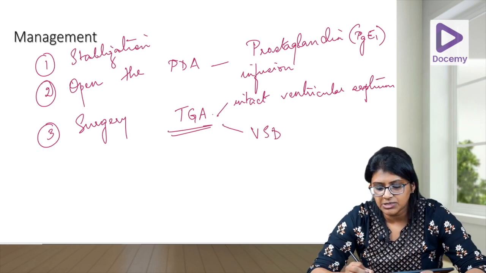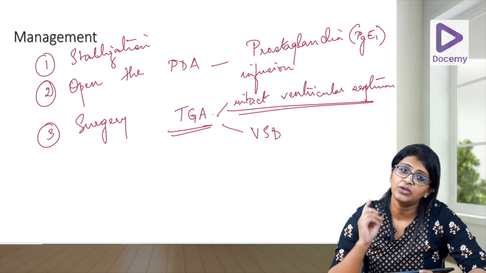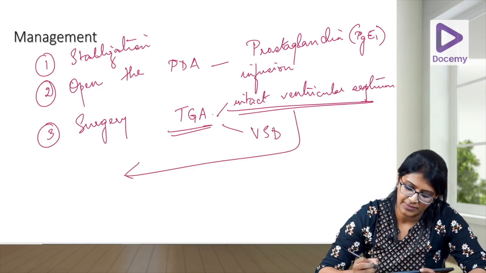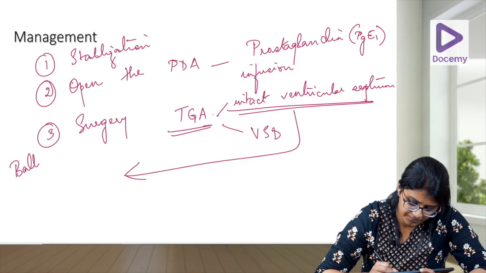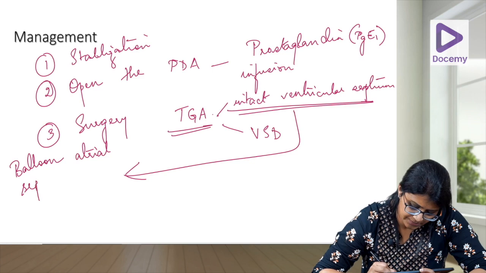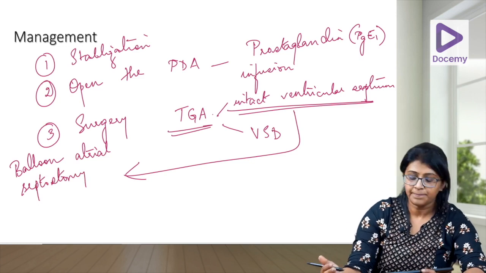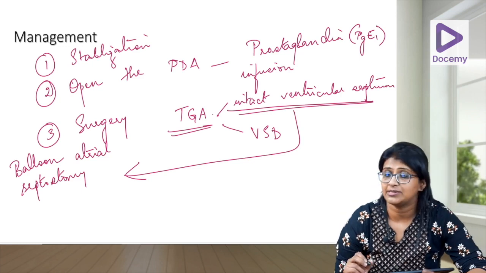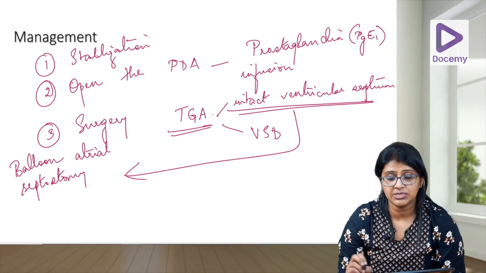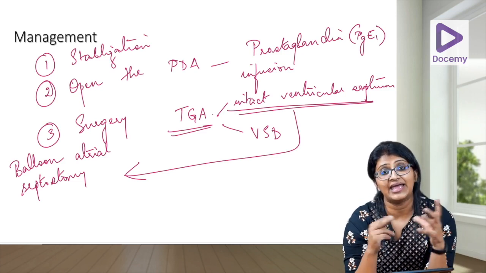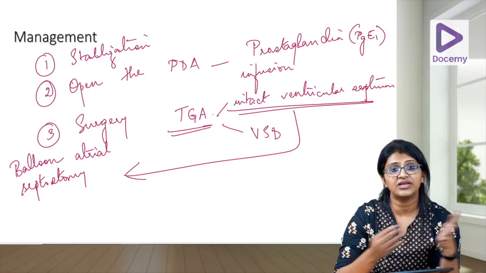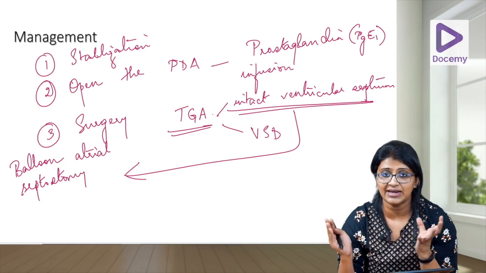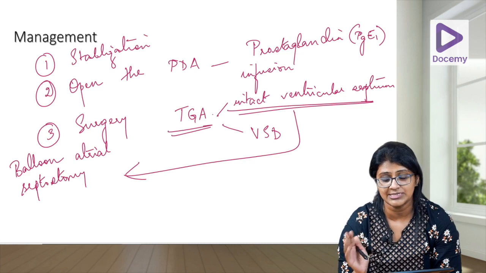Now suppose you have a TGA with an intact ventricular septum, what we usually do to buy time is we do something called a balloon atrial septostomy, or it's called the Rashkind procedure, and this is again an MCQ for you guys. So a balloon atrial septostomy is a Rashkind procedure. What we do is we create a hole, or we make an ASD, so that there is some degree of mixing which can happen between this right and left side. So that's what we do with a balloon atrial septostomy.